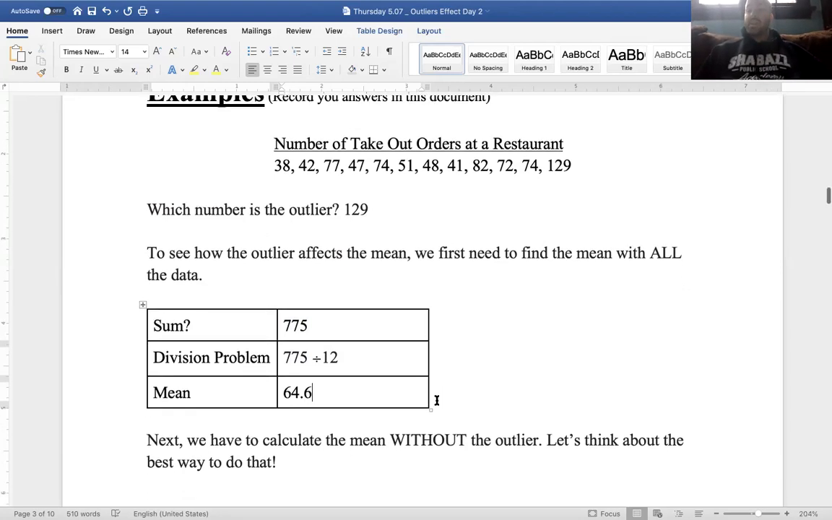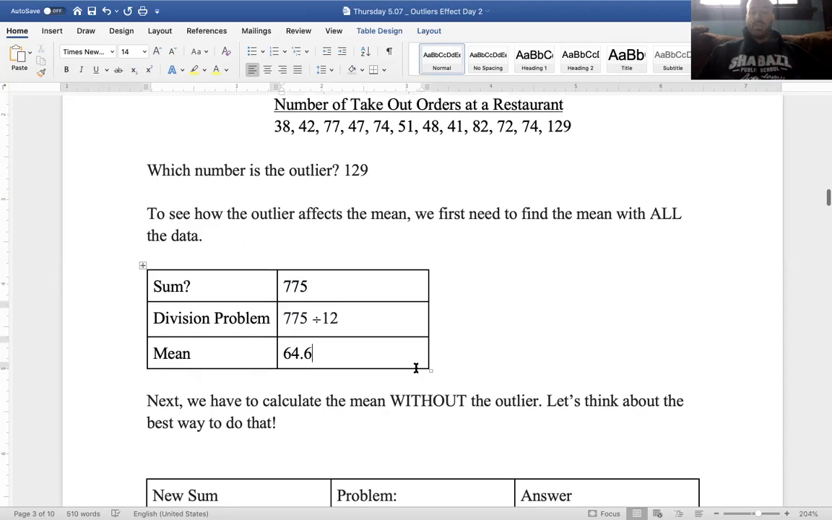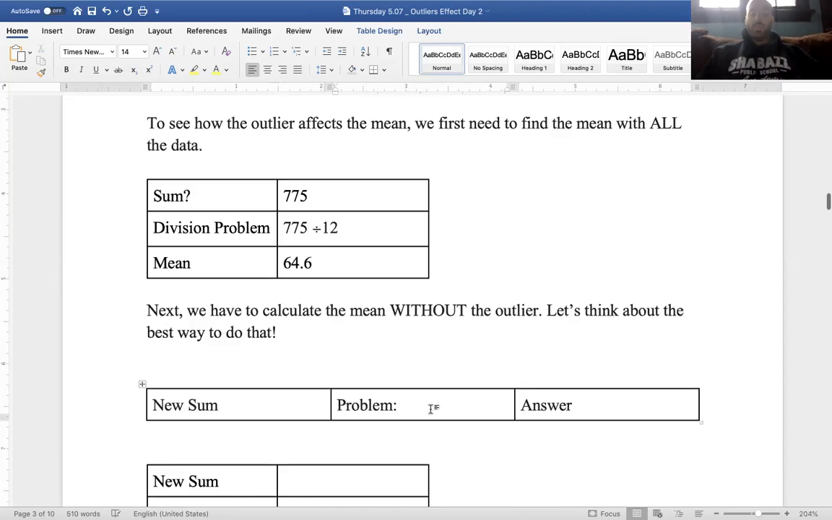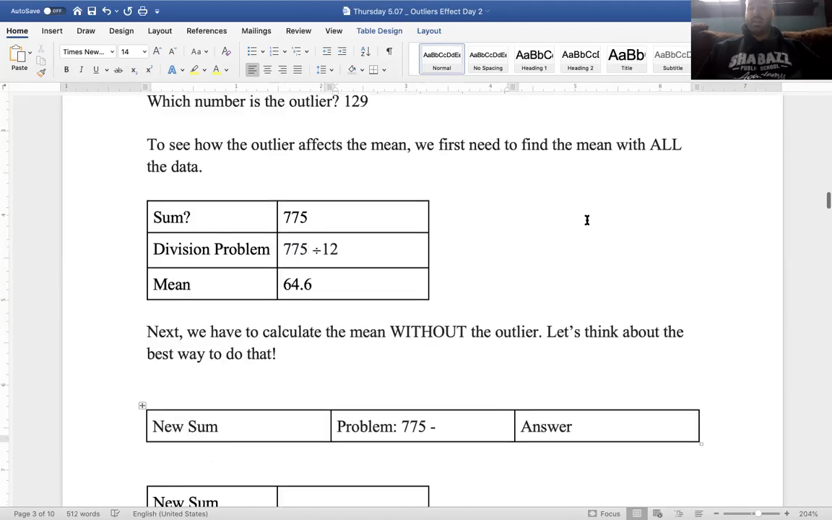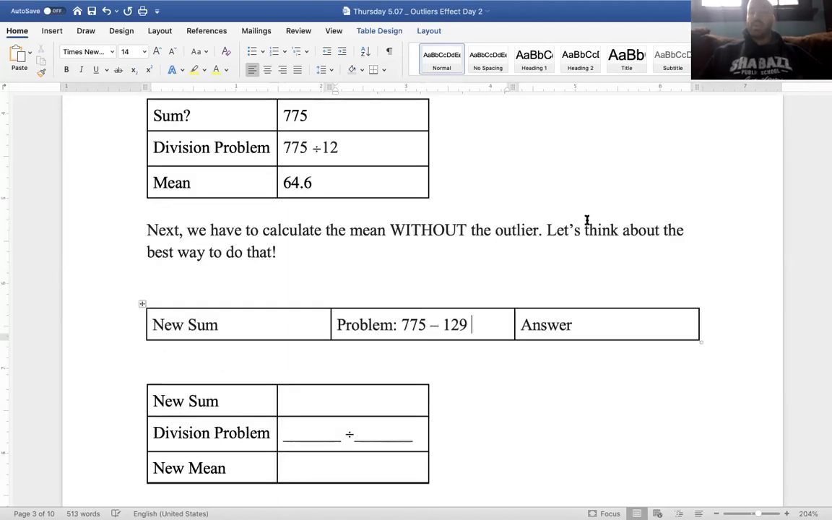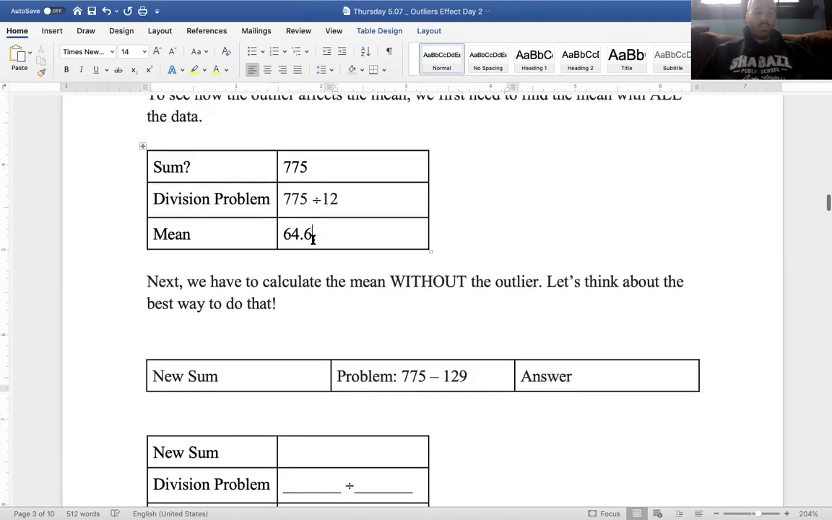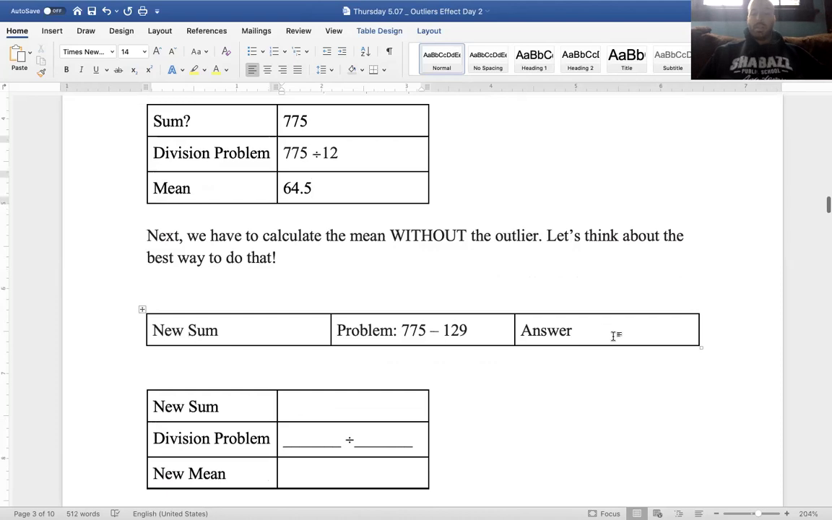Okay, now I need to find the mean without the outlier. So first, I'm going to find the sum, which was 775, but I'm going to take out that outlier. Subtract 129, because I don't want the outlier in anymore. 775 minus 129 gives me, sorry, this should have been 64.5, not 64.6. Apologize. This gives me 646. So that is my new sum, 646.